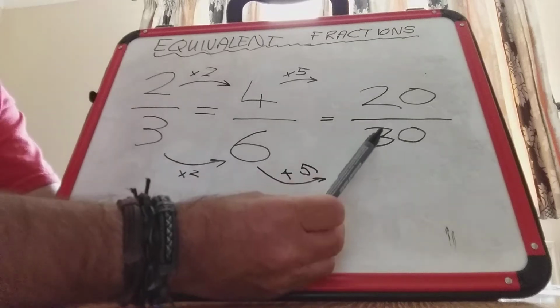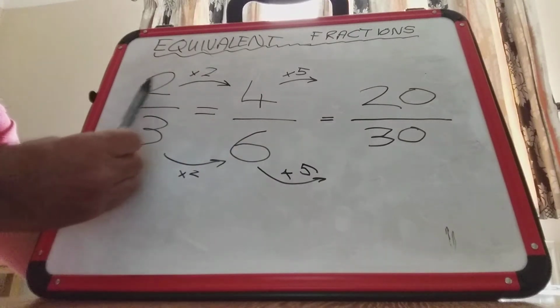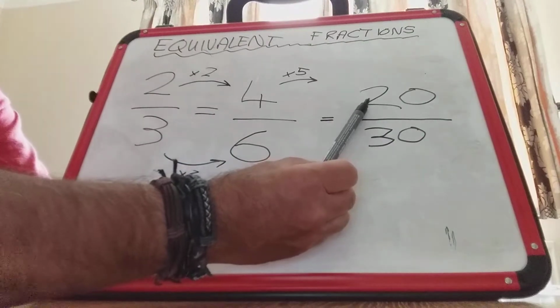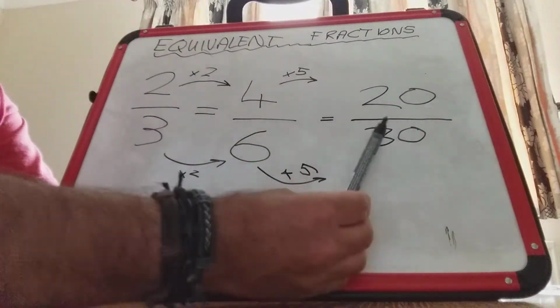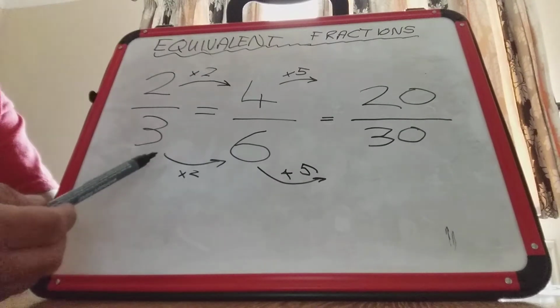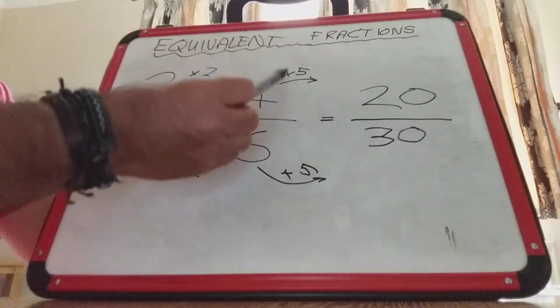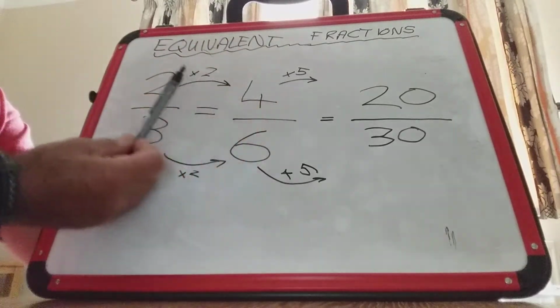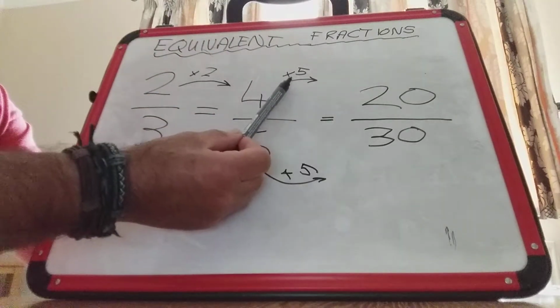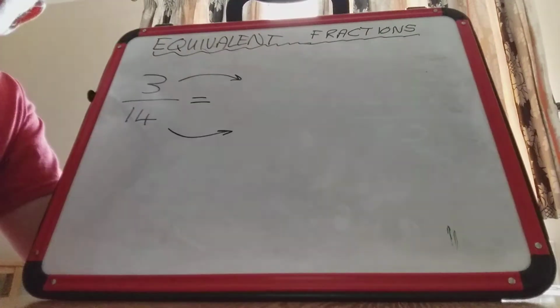Now, some of you will immediately see the connection and see that you've gone from 2 to 20, multiply by 10, and 3 to 30, multiply by 10. Some of you will also see another connection because you've seen multiply by 2 and then multiply by 5. And if you multiply by 2 and then by 5, then together that's the same as multiplying by 10.